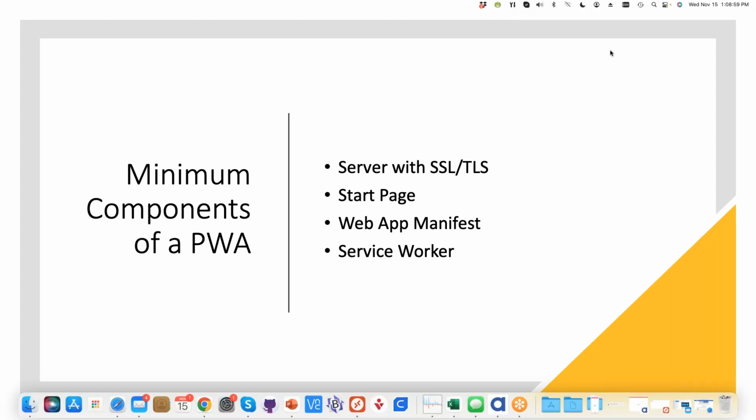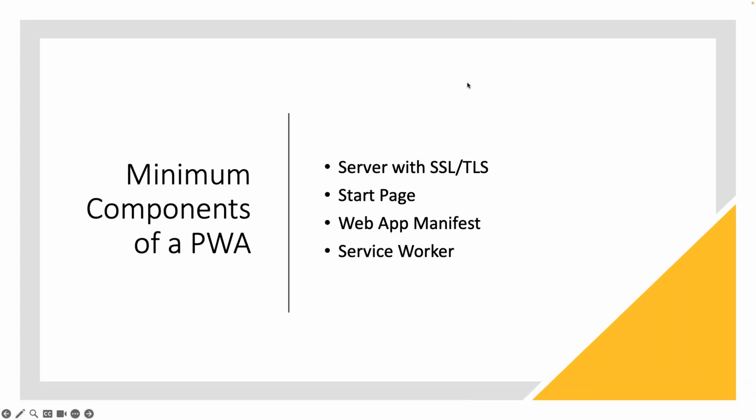So you're probably wondering, how do you go about building one of these? What is actually required to put together a PWA? Well, there are really just 4 things that you need for a PWA. The first is you need to have a server with SSL or TLS. In other words, you need to be able to connect to your page using an HTTPS connection as opposed to just HTTP.